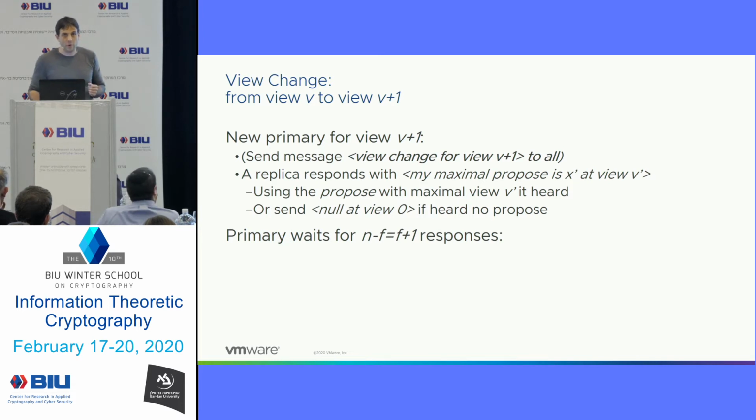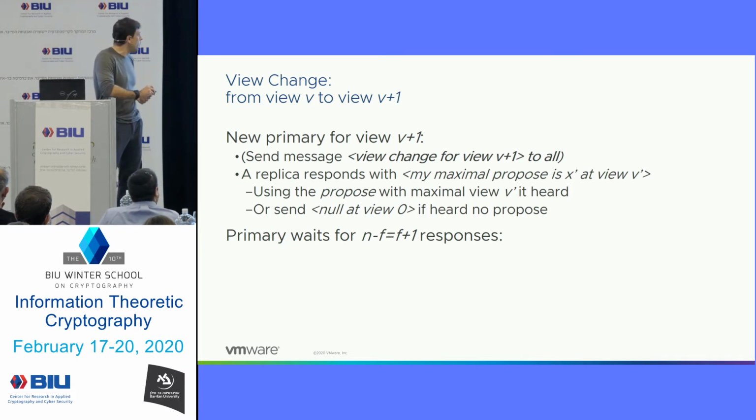And what does the primary do? So this is the view change phase. The primary waits for n minus f responses, these types of responses. It wants to make sure that if there was a decision, it will not miss that decision. So among all the different proposes it hears, which proposal should it take? Any guess? Maximum, yeah, the maximum one, right.